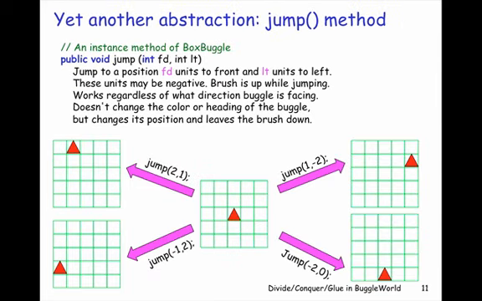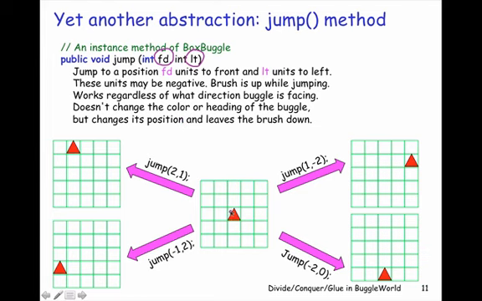And here's another method that we're going to assume exists. It's called the jump method. The jump method takes two parameters: an amount forward and an amount left, and it causes the buggle to change its position, but not its orientation or its color when going to this new position.